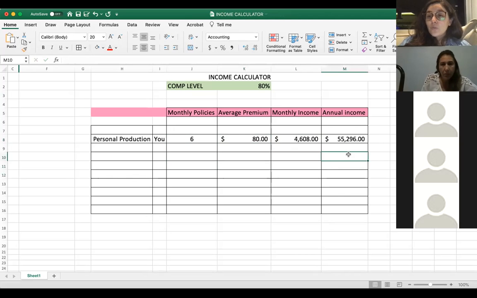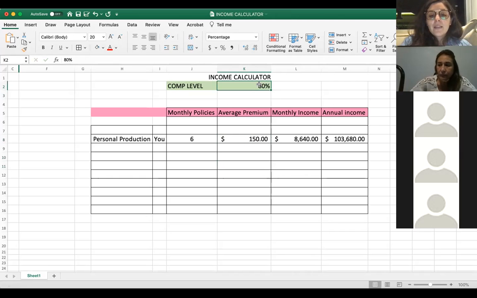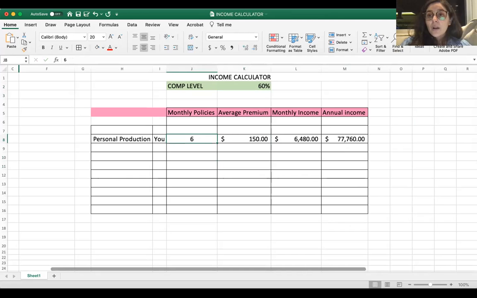So let's say you write 6 policies a month. It's $55,296, and I'm going with an average of $80 a month per policy, which most of the agents here that have written business with IULs, whole lives and permanent policies in the past know that the average is not $80. It's usually about $150 to $200, right? So if you help a family with a more structured and complex policy at $150, and let's say you're at 60%, I'm just giving an example of 60%, and you write 6 of those a month, that's $77,760 additional income.